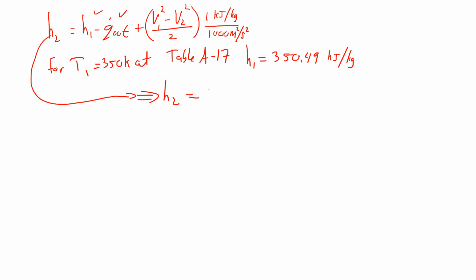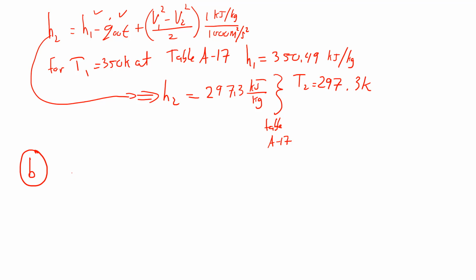So in that case, you can use this equation and solve for H2, and you would get a value of 297.3 kilojoules per kilogram. And then from table A17, you can interpolate for the temperature, and you would get a temperature of 297.3 Kelvin.